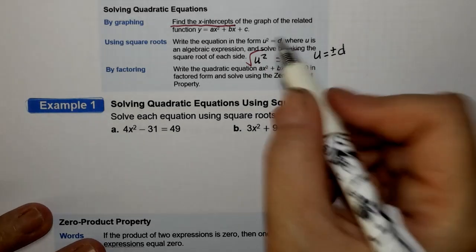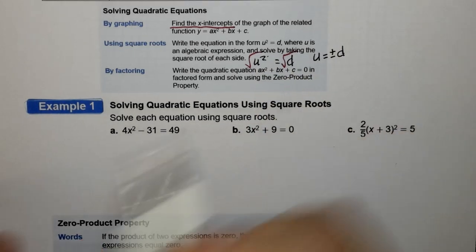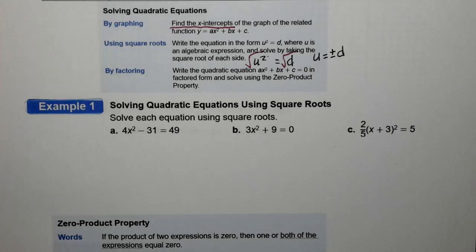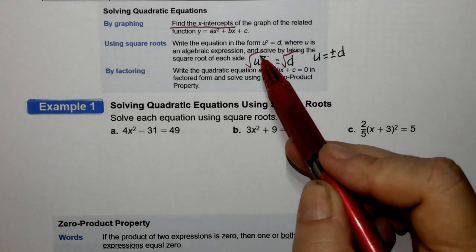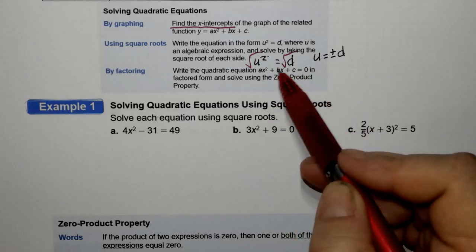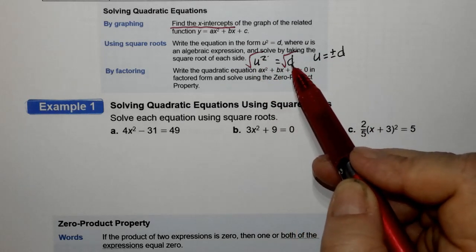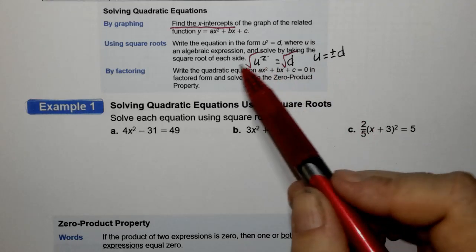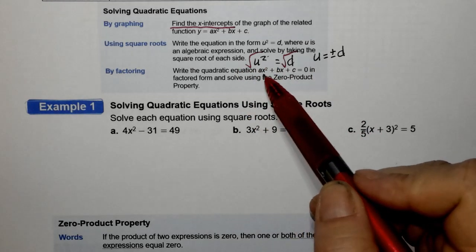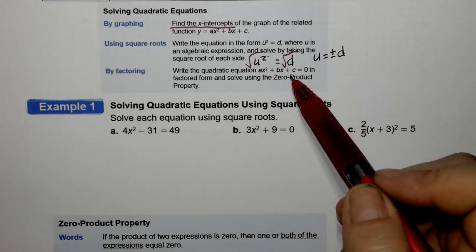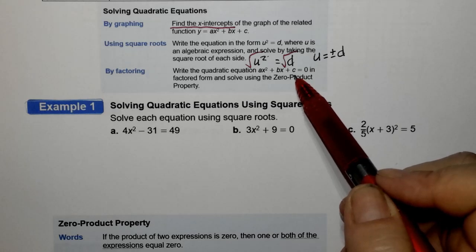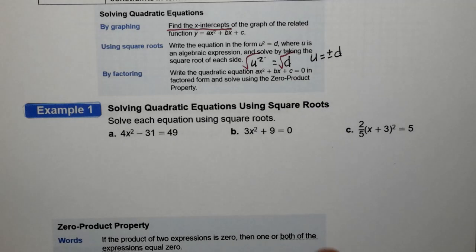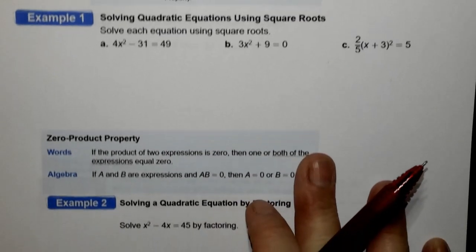Because squares and square roots cancel each other out, just like adding and subtracting cancel each other out, and multiplying and dividing. So they are inverses. Squaring and square roots are inverses. But we don't know if the number for d is positive or negative, therefore we have to show both options. And then we're going to write our equation in this format to factor it. So let's go ahead and get started.